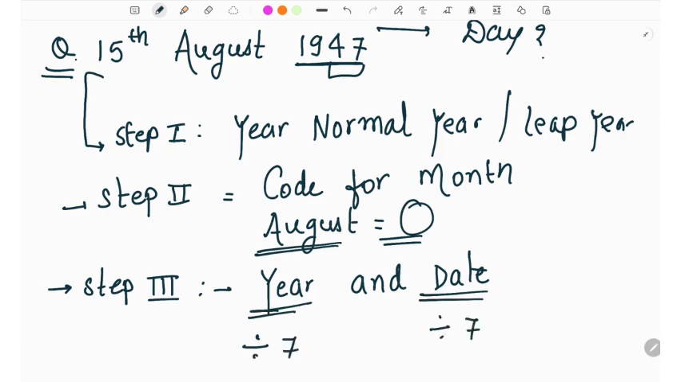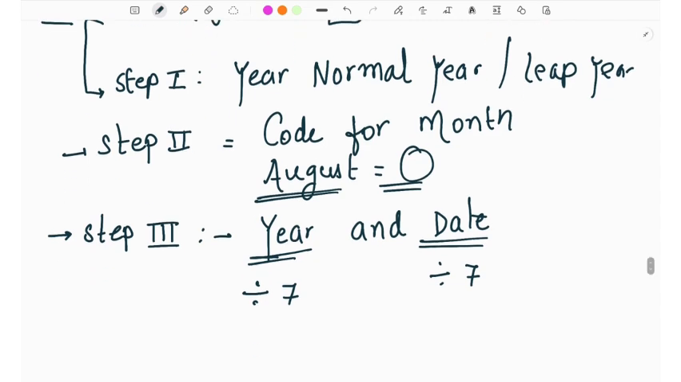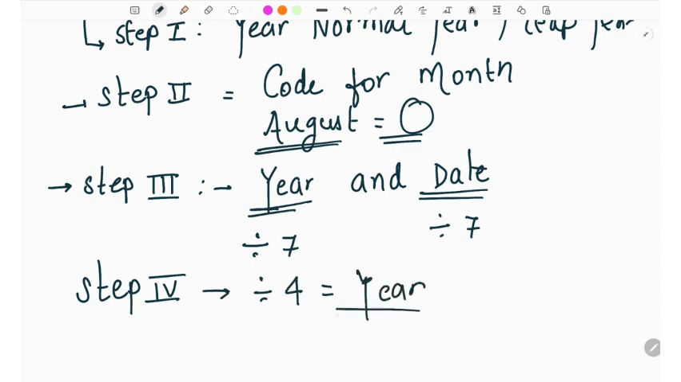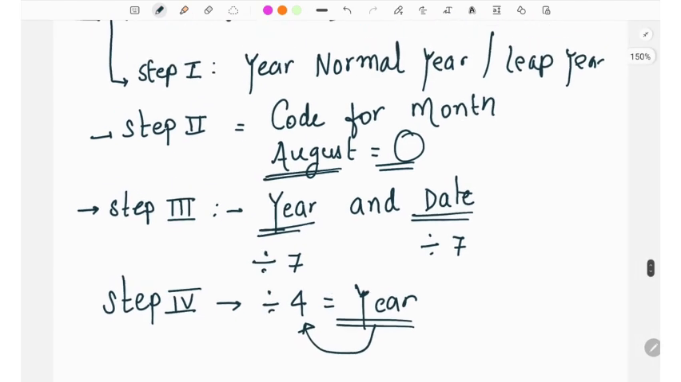You have to divide these two entities by 7. I'll tell you why to divide it and what to take from that later on. Just simply understand the steps first. And in step number 4, you have to divide the given year by 4. Whatever the year is, you have to divide it by 4. I'll tell you later on how to do it. Just follow the steps.